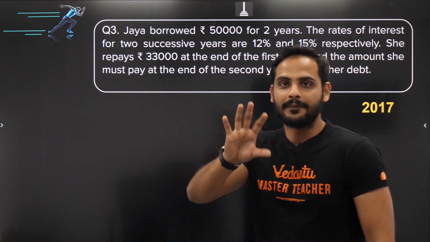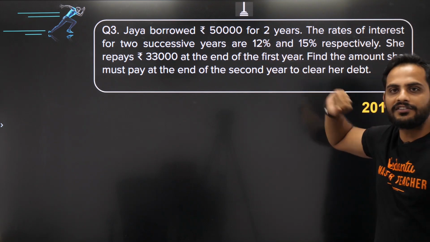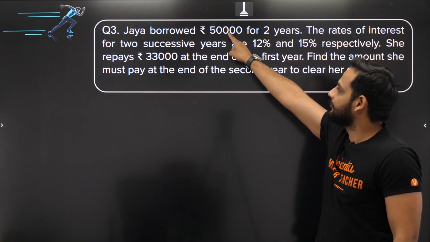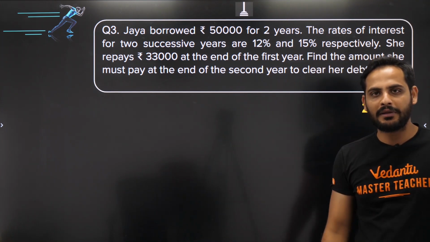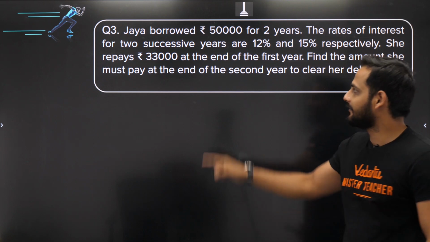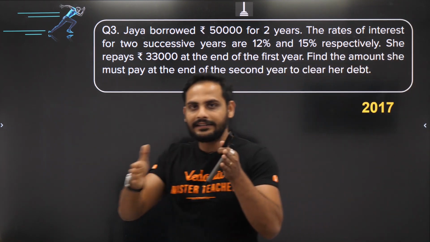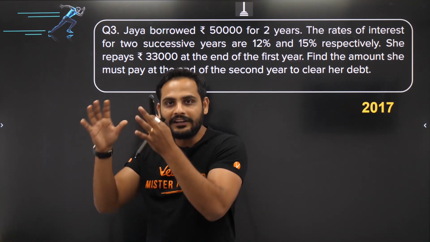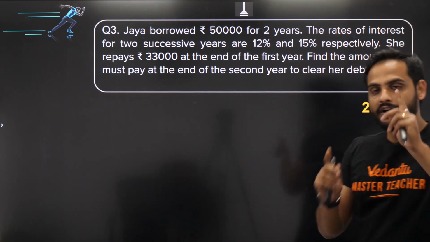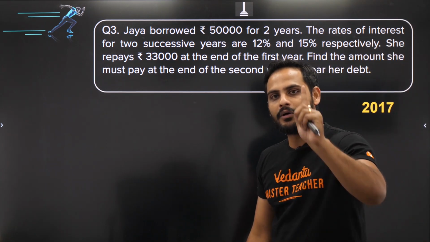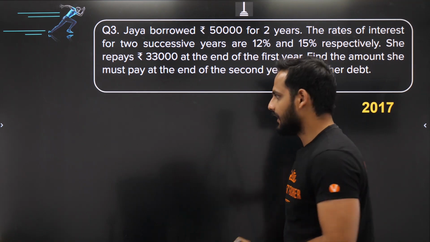Now, see, if we are not charging any interest, then from 50,000, if I subtract 33,000, 17,000 is remaining. But this is not the case. Interest is also being charged. So first I need to find out that at the end of the first year, including interest, what is the final amount? Understood? First step: to get the final amount at the end of the first year.